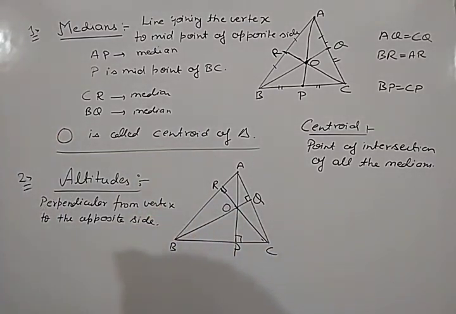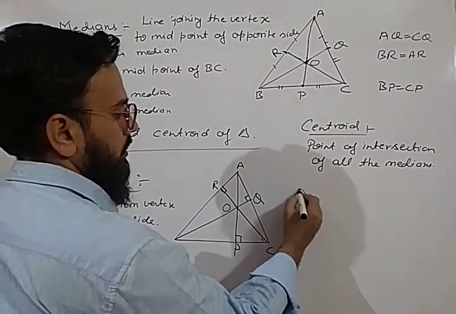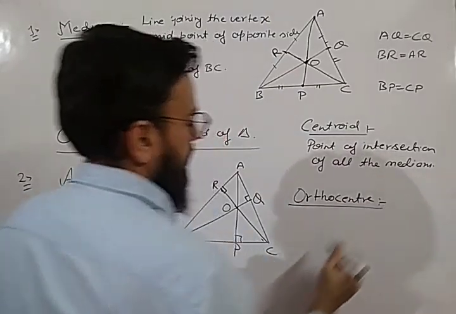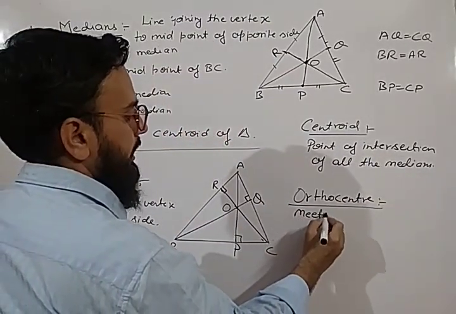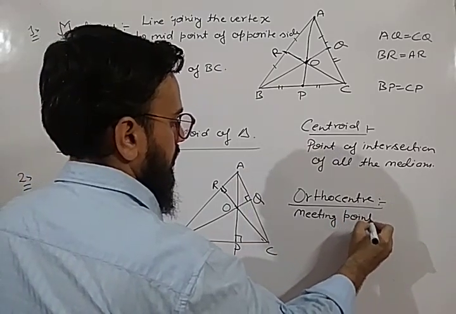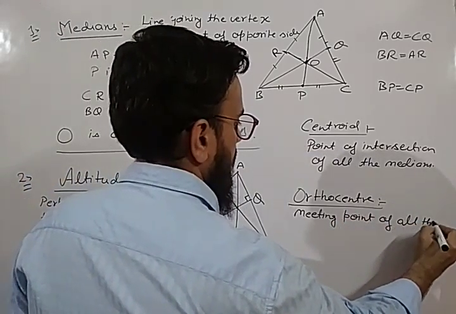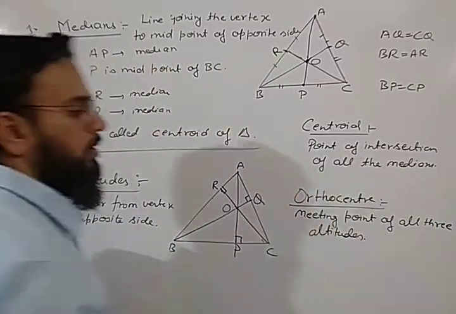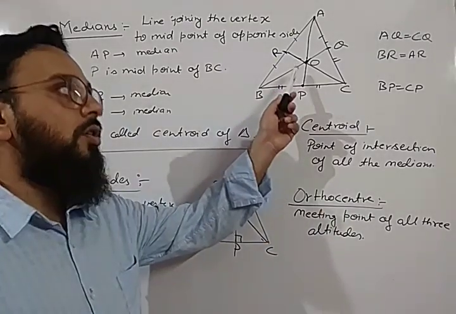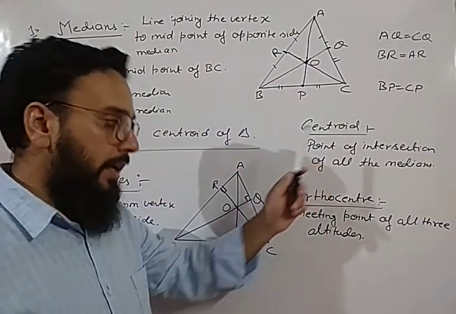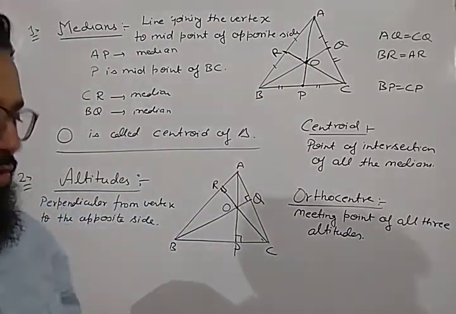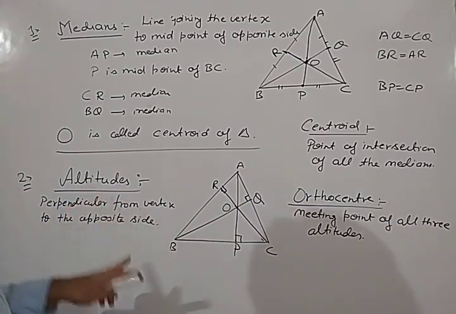Now this meeting point of altitudes is called the orthocenter. So what is orthocenter? It is the meeting point of all the three altitudes. The meeting point of all the three medians is called centroid, and the meeting point of all the three altitudes is called orthocenter. So you should know what is orthocenter, what are altitudes.